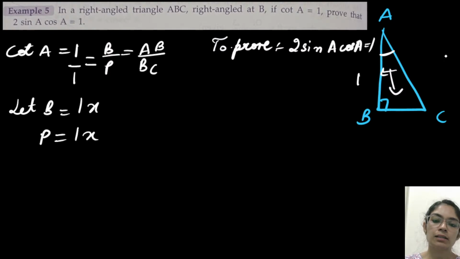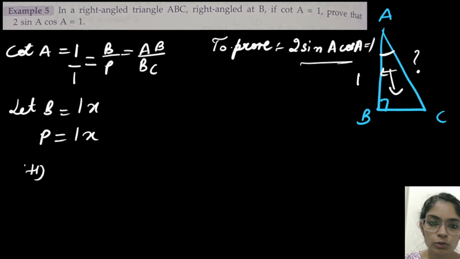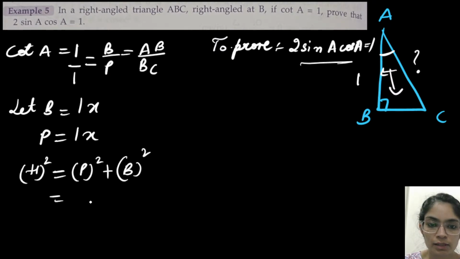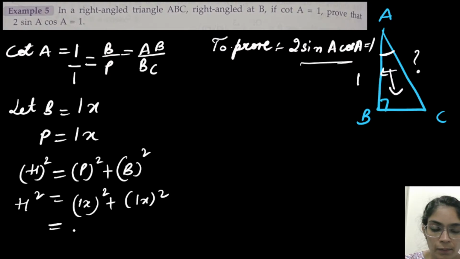By using Pythagoras theorem, let's find the third side of the triangle, because we need hypotenuse for sine and cos. So let's apply the formula. h square is equal to p square plus b square. P's value 1x whole square, b's value also 1x whole square. So h square is x square plus x square. 1 plus 1 is what? 2. So this is 2x square.